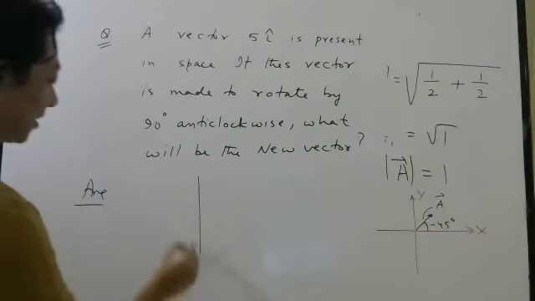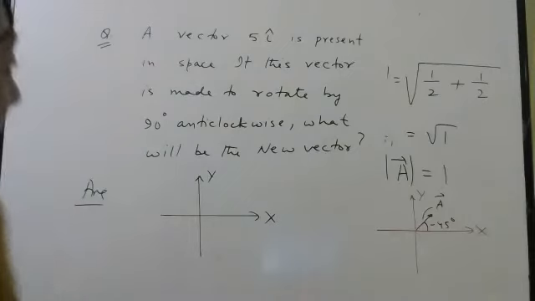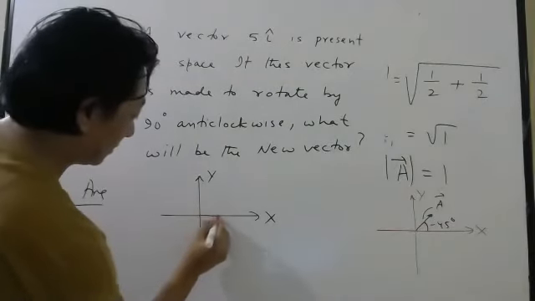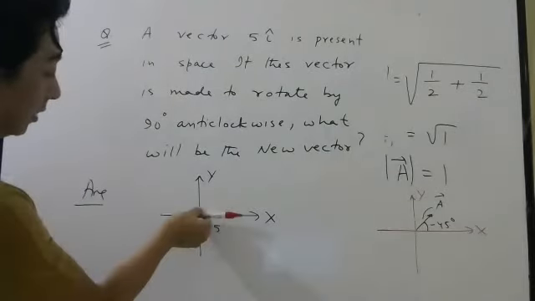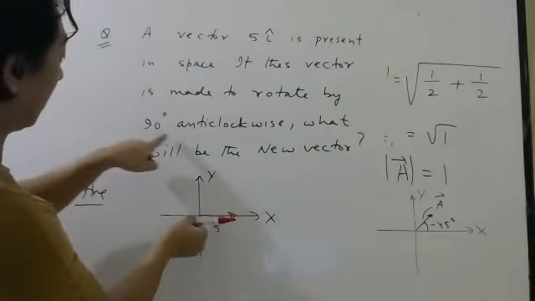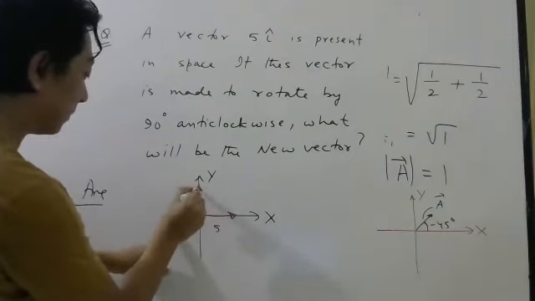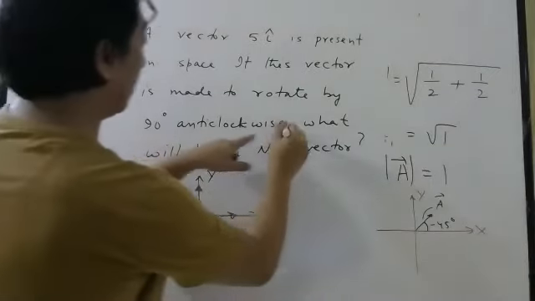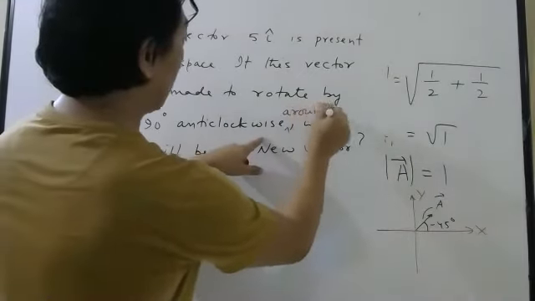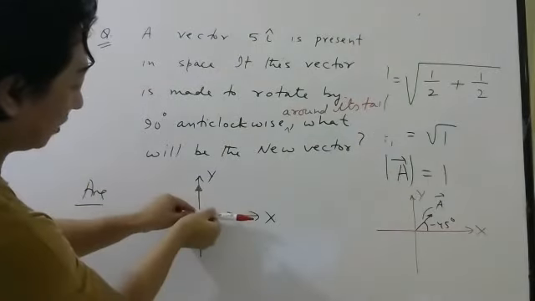Here is your x-axis, here is your y-axis. This vector is 5i cap like this, so the length, the magnitude, is 5, right? Now they told it is made to rotate 90 degrees anti-clockwise, this way. So if you rotate it by 90 degrees, this vector will come here. It is rotated around its tail, meaning keeping the tail fixed, you are rotating it like this.